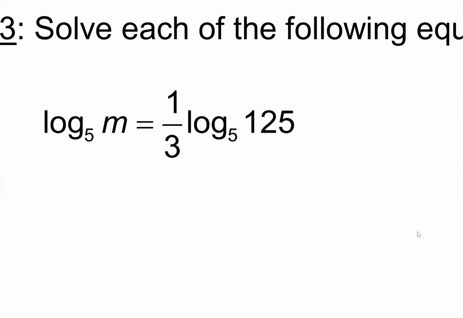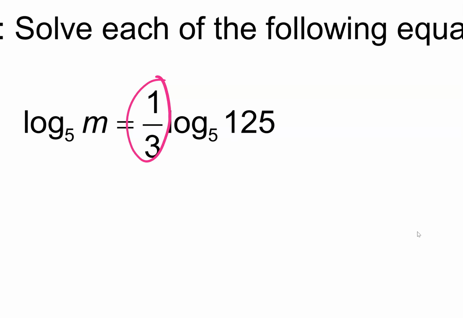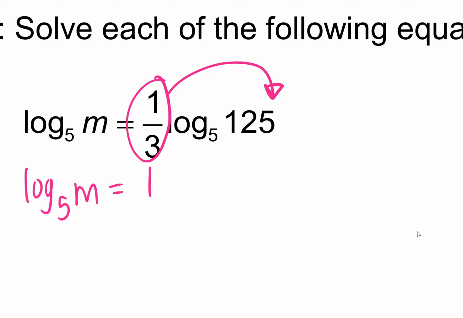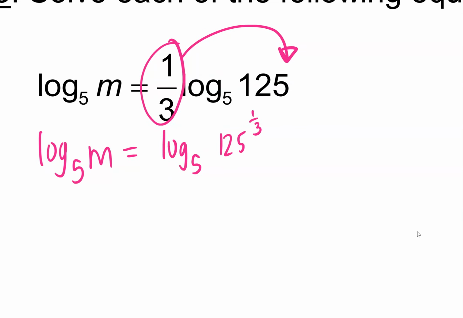So log base 5 of m is equal to 1/3 log base 5 of 125. So I'm supposed to solve this equation. This 1/3 is going to be an exponent. So log base 5 of m is equal to log base 5 of 125 to the 1/3 power. Now that's just the cube root, right?